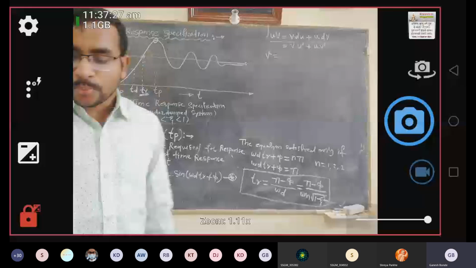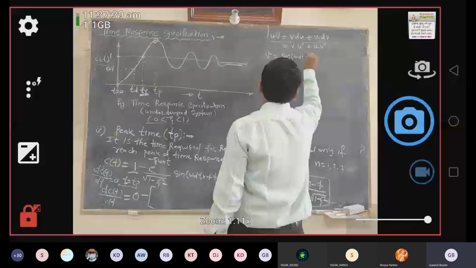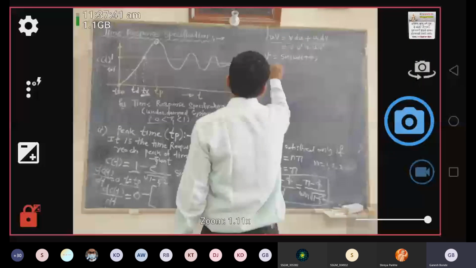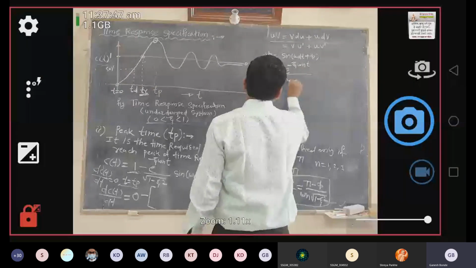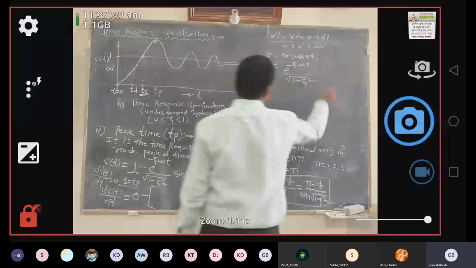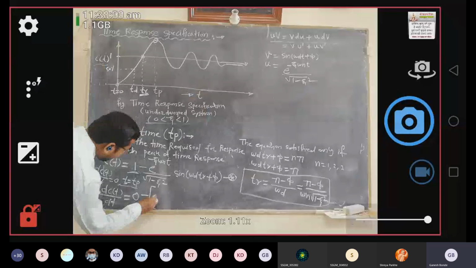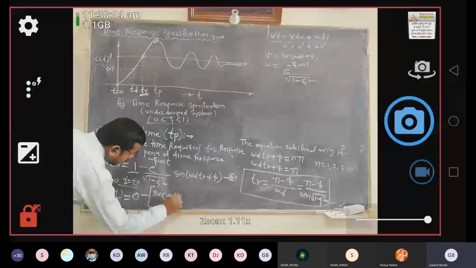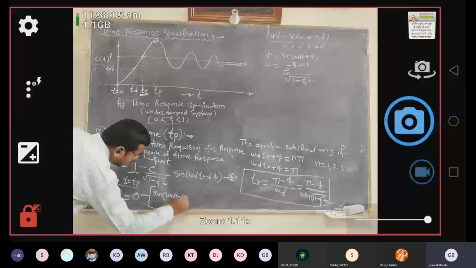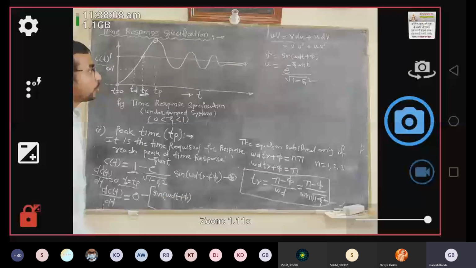Okay, so this term v is nothing but sine of omega dt plus phi, and u we are considering e raised to power minus zeta omega nt upon square root of 1 minus zeta square. These are our u and v terms. So let's apply that rule, u into v. So the v term is first. Here the v term is sine of omega dt plus phi as it is, into the derivative of the u term.